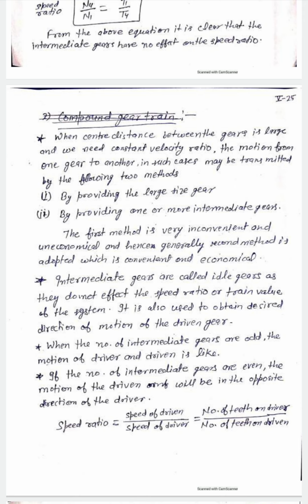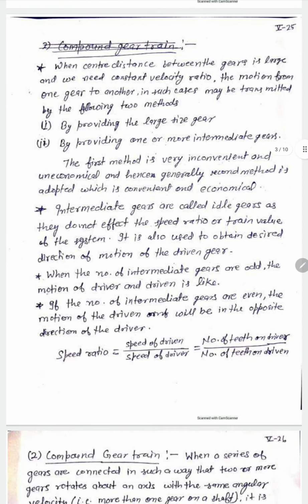So, intermediate gears are called idle gears, as they do not affect the speed ratio or train value of the system. It is also used to obtain the desired direction of the motion of the driven gear. When the number of intermediate gears is odd, the motion of the driver and driven is alike, and if the number of intermediate gears is even, the motion of the driven will be in the opposite direction of the driver. So, this is the characteristic of intermediate gears, and how they play a role.